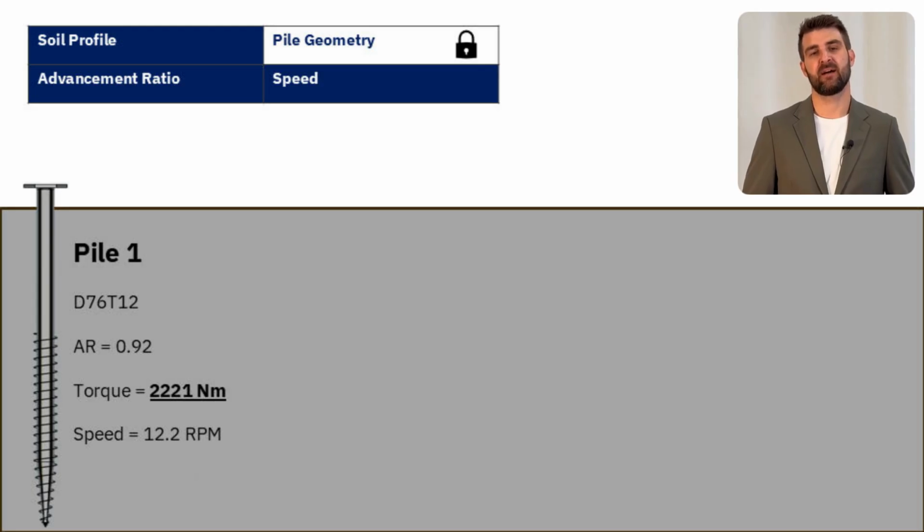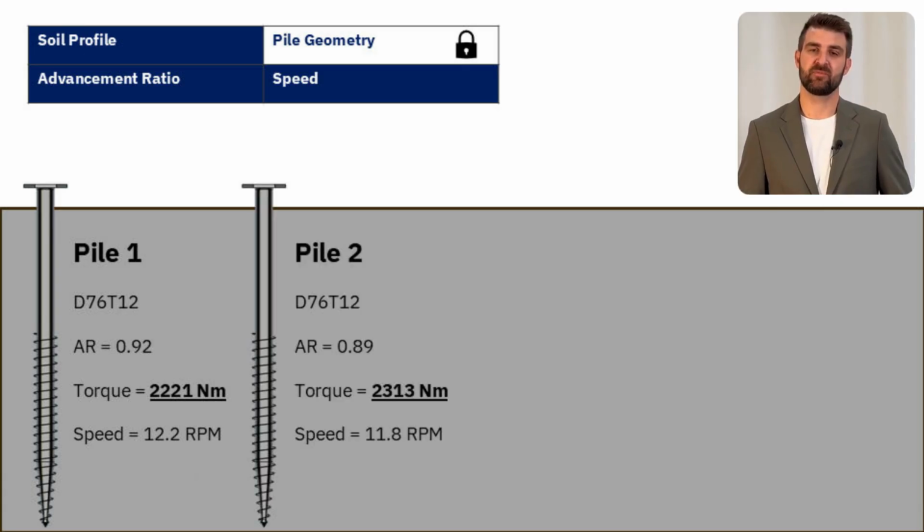Pile 1 has a diameter of 76 mm and a thread of T12. It was installed with an advancement ratio of around 0.9, which is a pretty good installation, and a speed of around 12 RPM. It measured a torque of around 2,200 Newton meters during the last rotation. Pile 2, same pile type, a little worse installed with an advancement ratio of 0.89 and a speed of 11.8 RPM. It measured approximately 2,300 Newton meters during the last rotation.